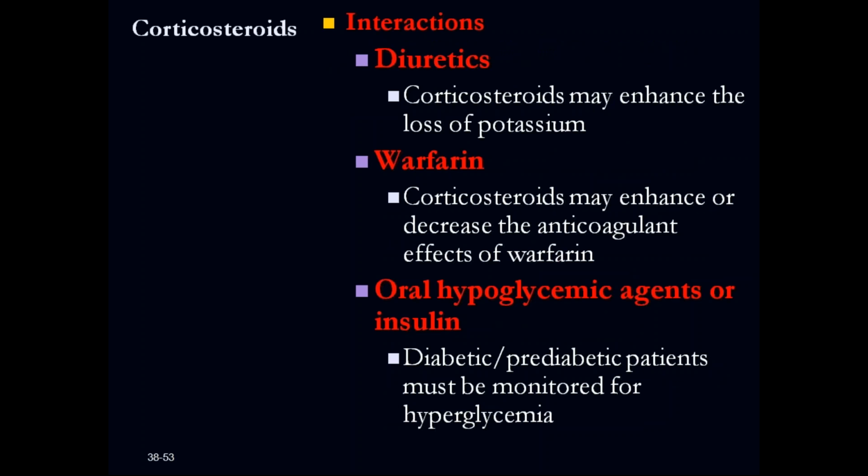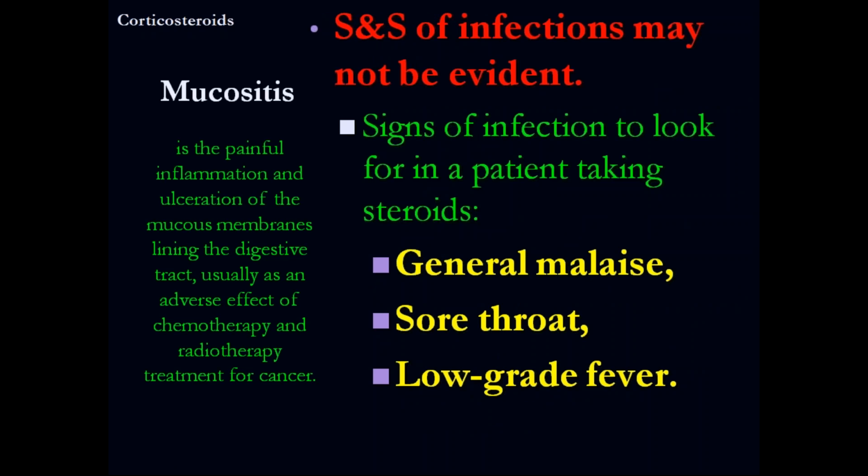Interactions: corticosteroids may enhance the loss of potassium. Warfarin effect can be enhanced or decreased, so either way, we don't know. So how are we going to check warfarin? With PT or INR. Oral anti-hypoglycemic agents: we need to increase the dose of insulin or hypoglycemic agents because the corticoids increase the glucose in blood.